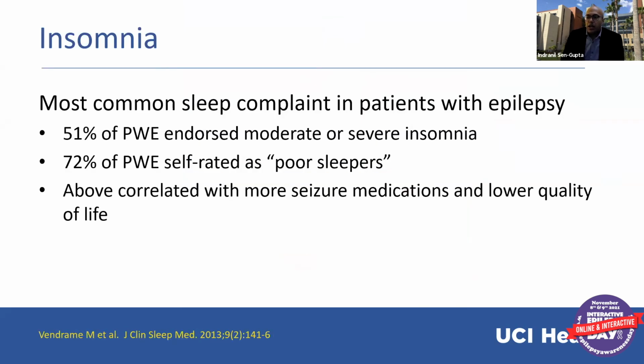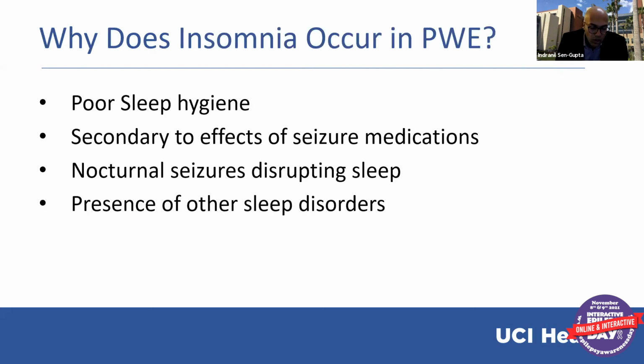As we said, 51% of patients with epilepsy endorse either moderate or severe insomnia. About 72% of patients with epilepsy rate themselves as being poor sleepers, and this correlates with more seizure medications that someone is on, and is also associated with lower quality of life. So it's important that we target this so that quality of life improves. And it's important to realize that the more seizure medications that are on board, there's an association with higher odds of insomnia being an important factor that needs to be dealt with as well.